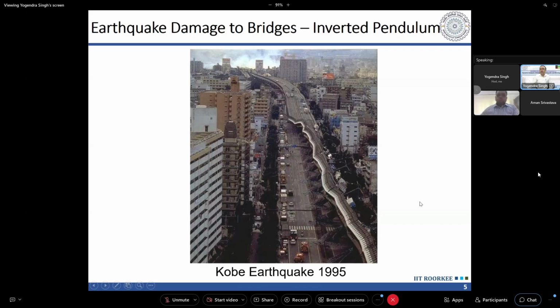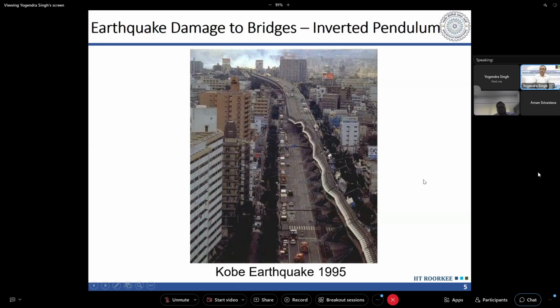Most of the bridges are statically determinate, and because of that, if the damage occurs at one location, if the hinges are formed at the base, then it will topple like an inverted pendulum because it does not have any second line of defense. It has no indeterminacy. So this type of failure has been observed in past earthquakes.